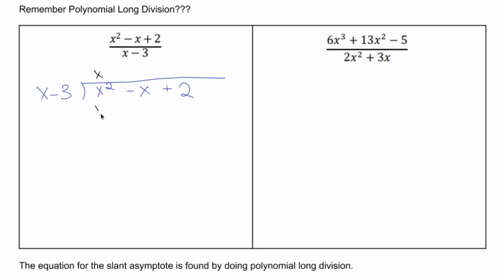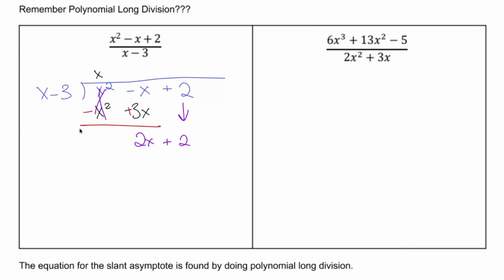x times x is x squared. x times negative 3 is negative 3x. Then what you do is you subtract the entire row, which means you flip the signs of everything. You become a minus and you become a plus. Now you add these two. x squared minus x squared is always going to go away. Negative x plus 3x is 2x. Drop down the next part, plus 2, and repeat.